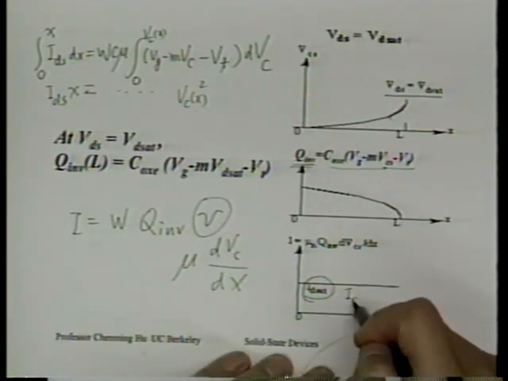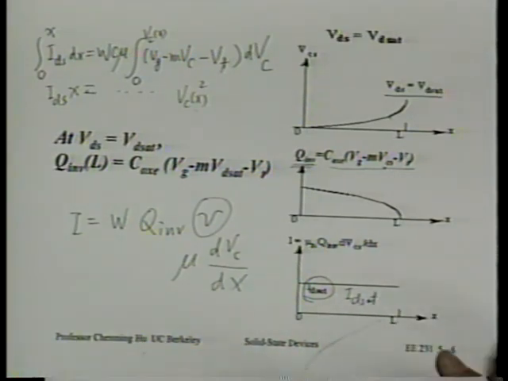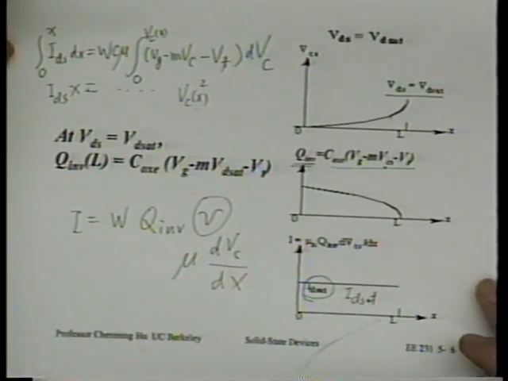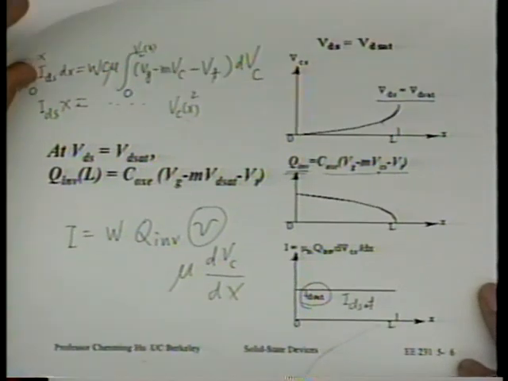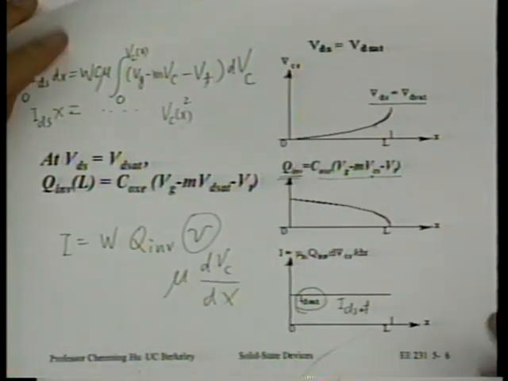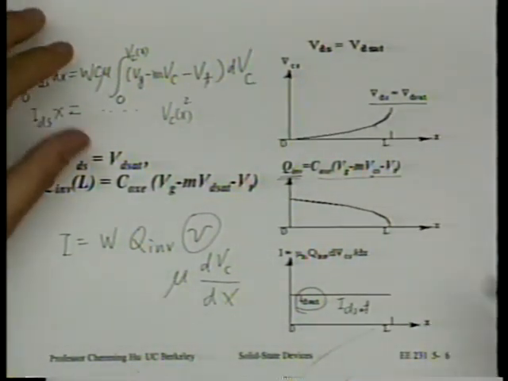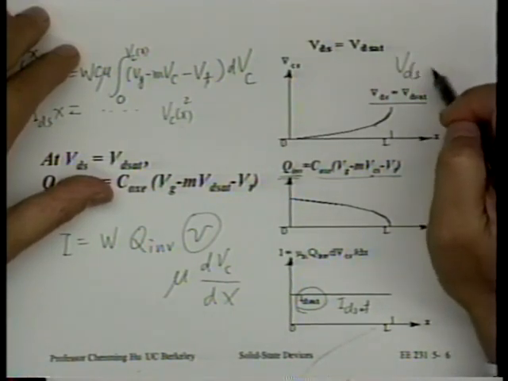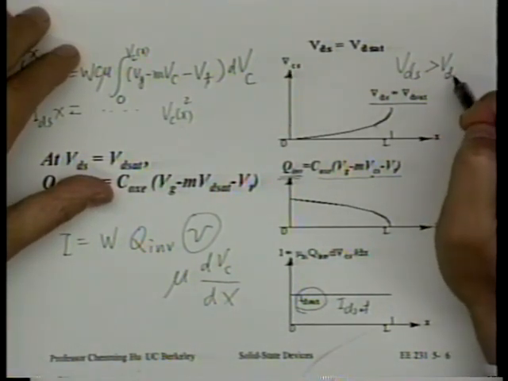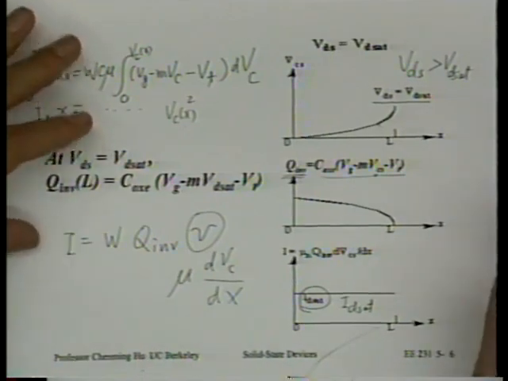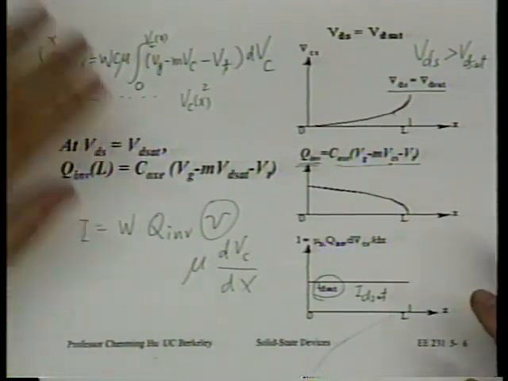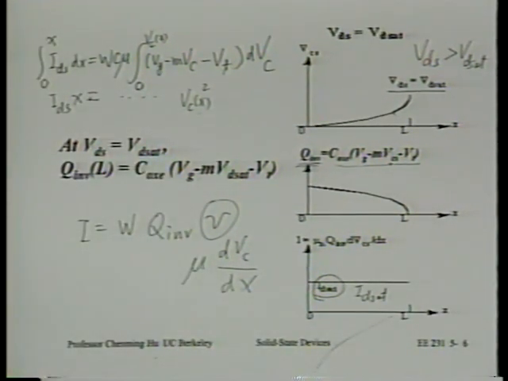Okay. So with this as the benchmark, I'm going to ask you to draw the same series of curves for the condition where VDS is larger than VDsat. Why don't you just think about it for a moment, then we'll draw it together, all right? So this is the benchmark.